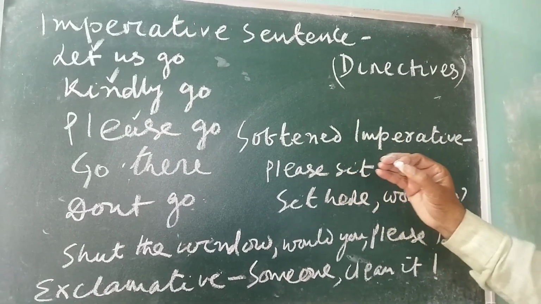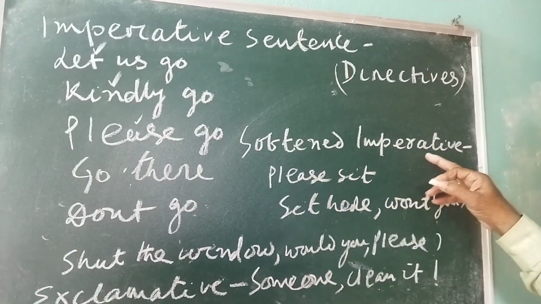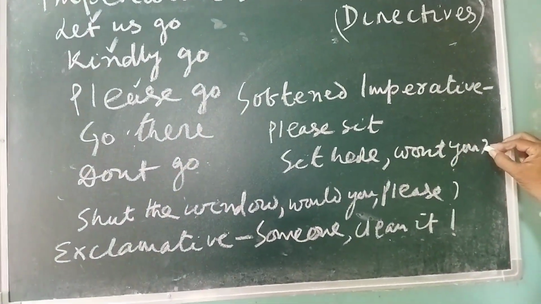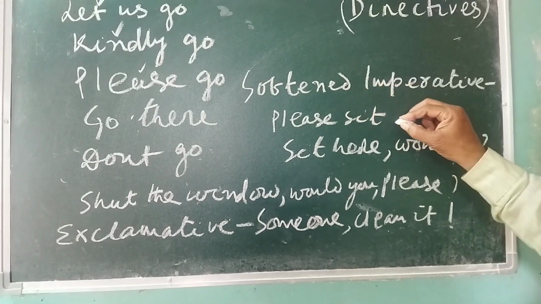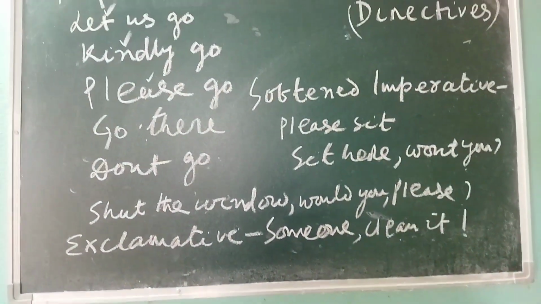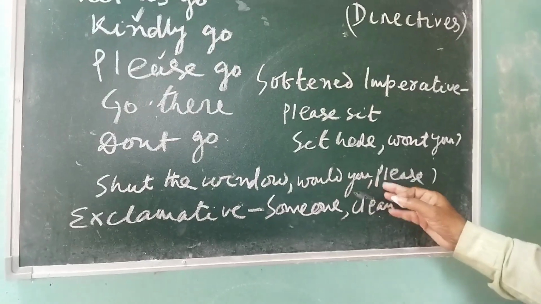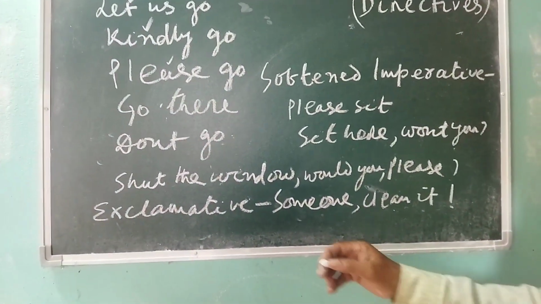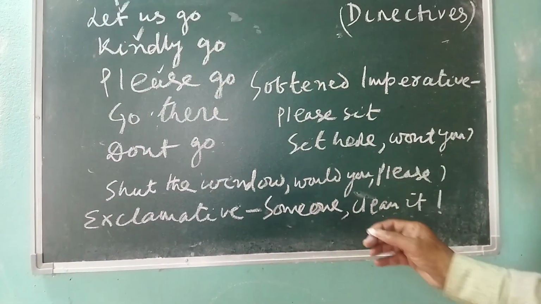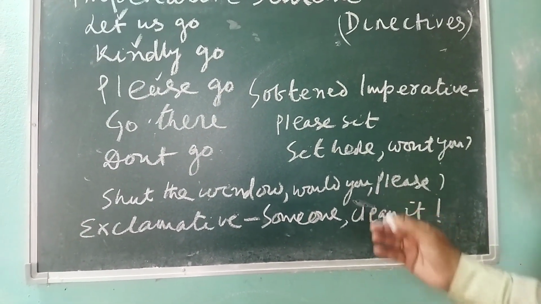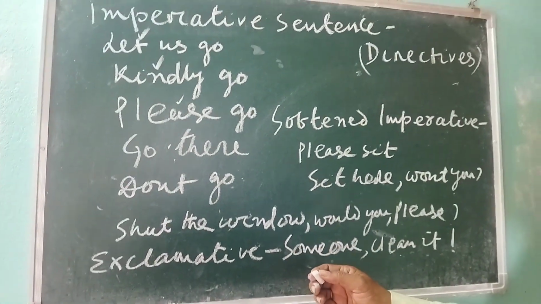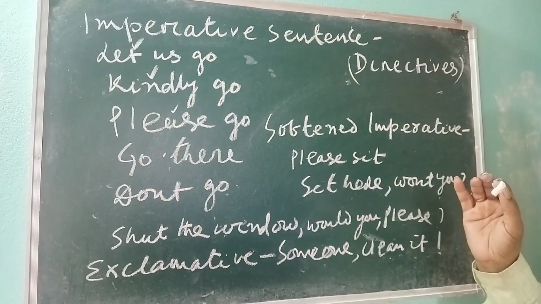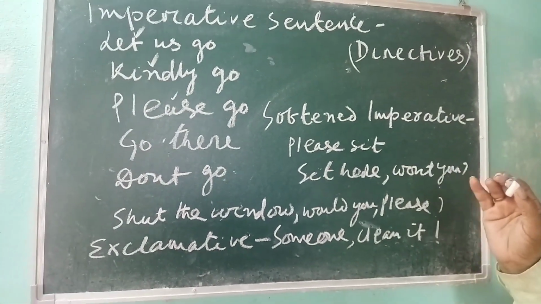And there is another type of imperative sentence that is called subhand imperative, that is please sit. Sit here, won't you? This is also an imperative sentence, this is called subhand imperative. Shut the window, would you please? This is also an imperative sentence. Exclamative: someone clean it, someone open the door. This is called your exclamative imperative sentences. I think you have already remembered what imperative sentences are.